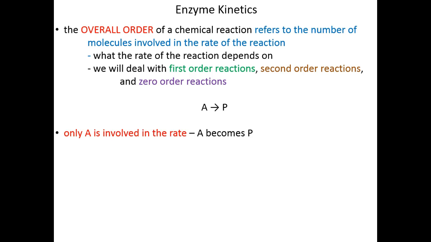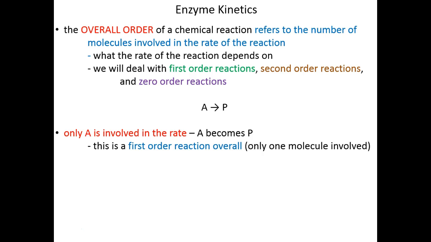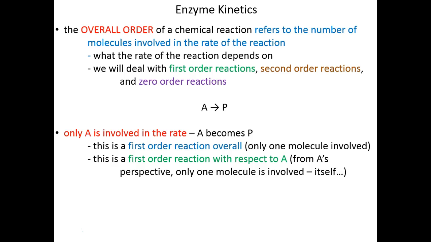In this case, only A is involved in the rate. A becomes P. Add more A to the reaction, you'll get more P, and you'll get more P faster. Reduce the amount of A in the reaction, you'll get less P, and you'll get P less rapidly. So A is involved in the rate of the reaction. Only A influences the rate of the reaction, and so we refer to this as a first-order reaction overall. There's only one molecule influencing the rate.